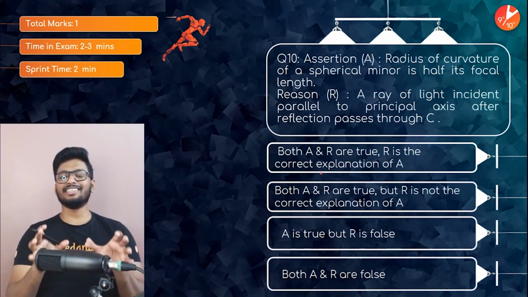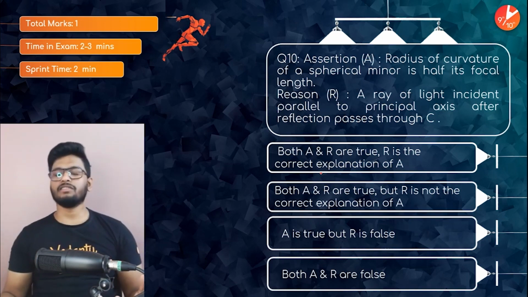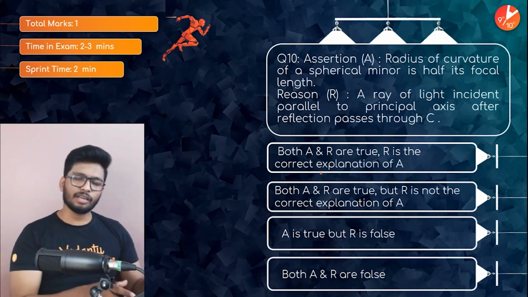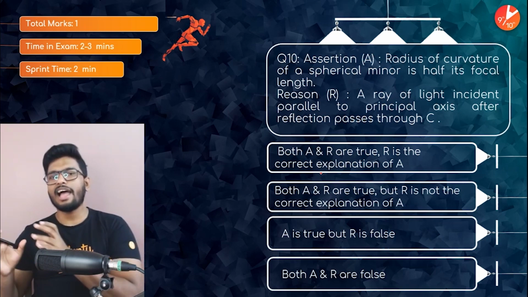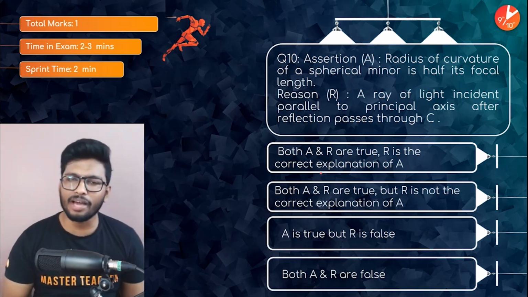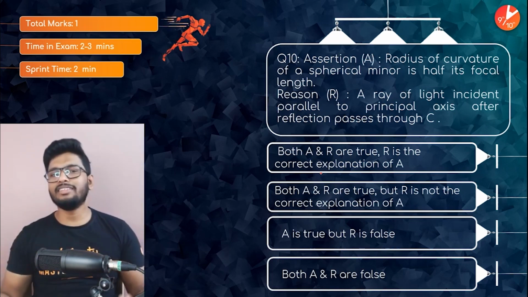Here is an assertion reasoning type question. Now, people, when you're practicing for your boards, make sure that you're practicing all 3 types: case study based questions, assertion reasoning type questions, and MCQs. Now, when I say MCQs, it can involve your numericals, it can involve your theory questions, but whatever it is, practice all the 3 types of questions.